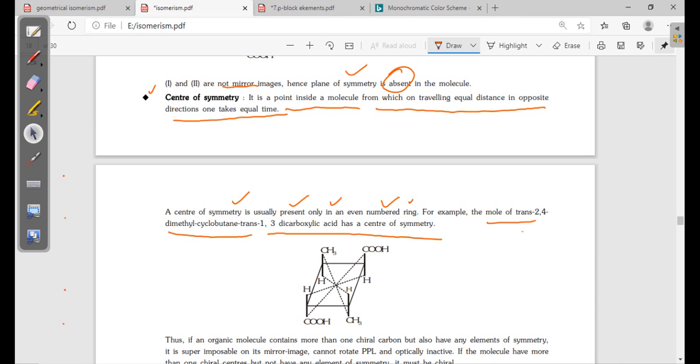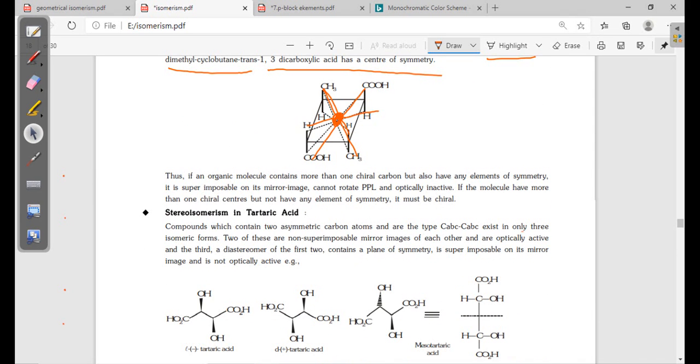See, if you understood the definitions, fine. Otherwise, just take the molecule and connect the same groups with one line. See, methyl and methyl are down, then COOH and COOH, and hydrogen, hydrogen. If all these lines go through a single point, that is called center of symmetry. If all these lines are meeting at a certain place, that is center of symmetry. If not, there is no center of symmetry. So if center of symmetry is there, then optically inactive.